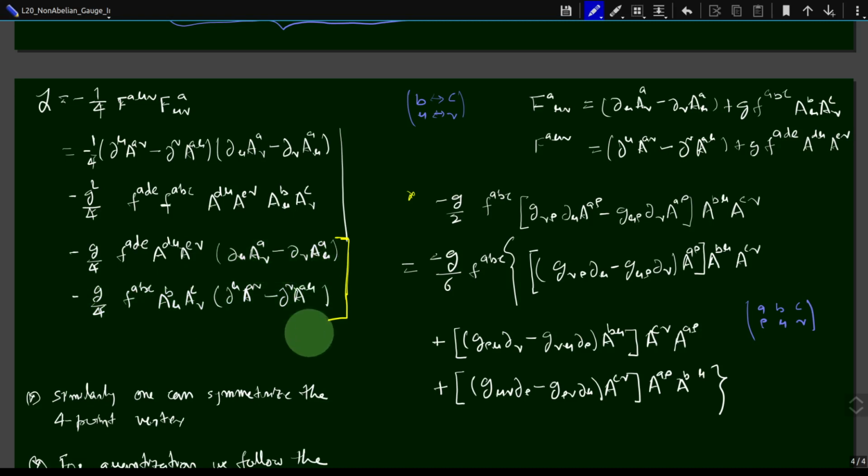No need for me to read it. Now this, I'm marking the last two terms in yellow, because I have to rewrite them in a way. So first of all, let me look at this particular term.